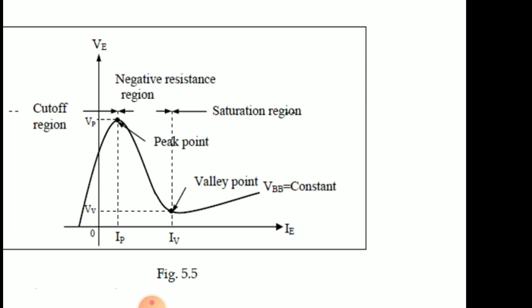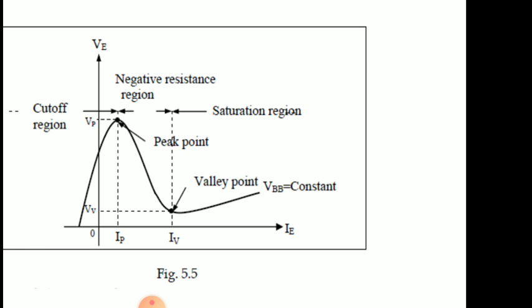In this particular region of the UJT characteristics, the UJT experiences a negative resistance region. Then after that, it reaches the valley point, IV and VV, the valley current and valley voltage. Then after that, it again increases as the voltage increases with the current. That resembles the forward characteristics of a diode. The third portion is like the saturation portion.